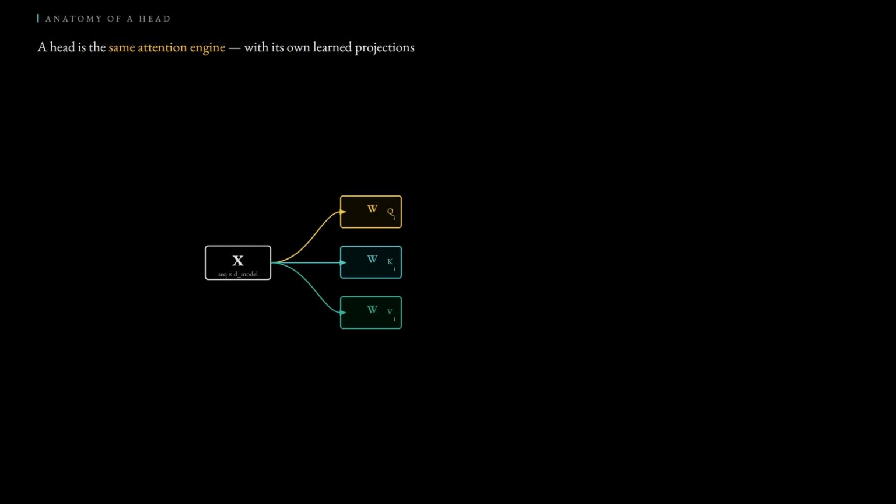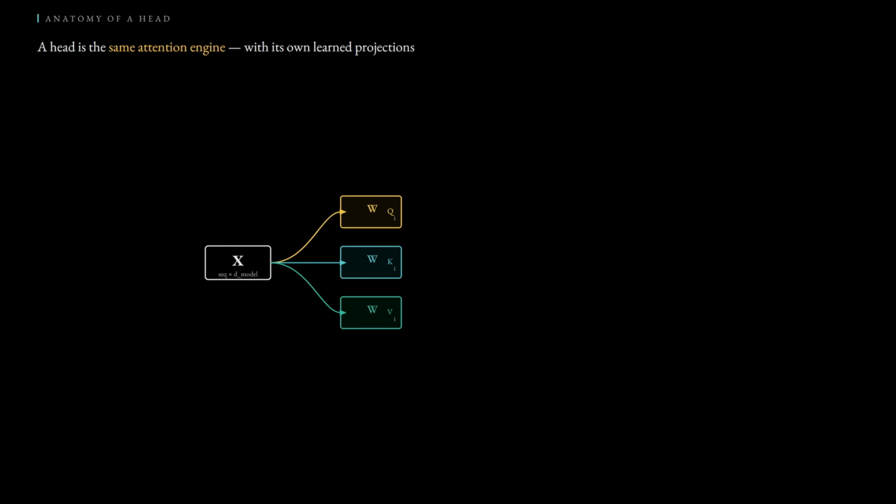3 arrows are drawn from X to 3 weight matrices. The gold arrow curves up to the gold box. That is the query projection matrix for head I. The cyan arrow goes straight to the cyan box. That is the key projection matrix for head I. The teal arrow curves down to the teal box. That is the value projection matrix for head I.